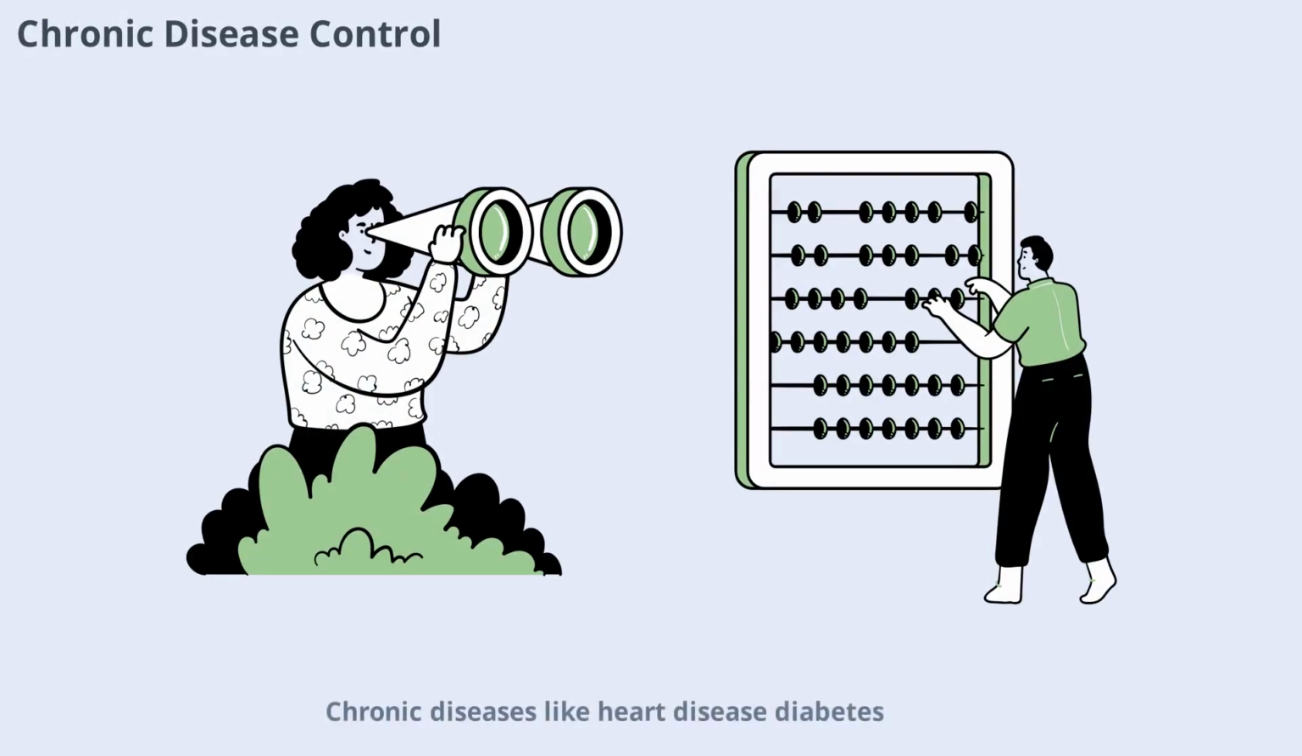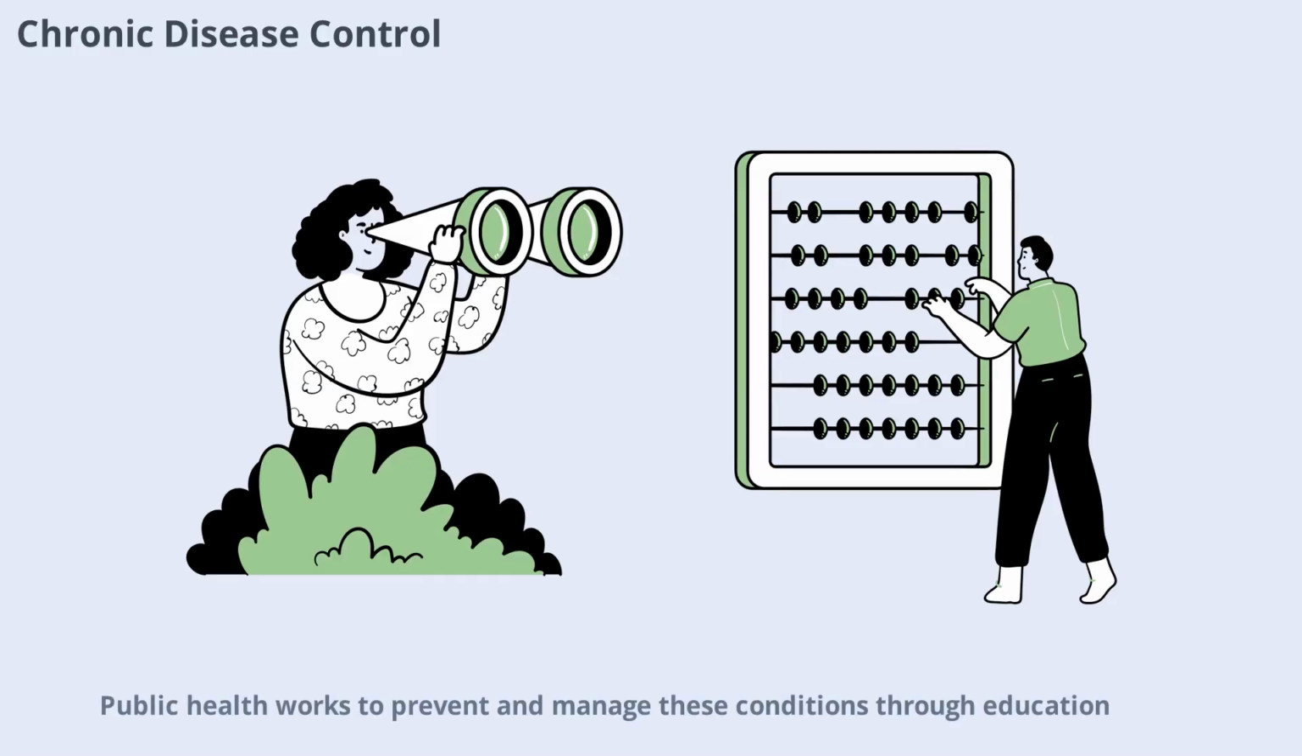Chronic diseases like heart disease, diabetes, and cancer are leading causes of death worldwide. Public health works to prevent and manage these conditions through education, screening, and policy changes. Efforts include promoting healthy diets, encouraging physical activity, and supporting tobacco cessation. By addressing risk factors and supporting those with chronic illnesses, public health reduces the burden on individuals and the healthcare system.